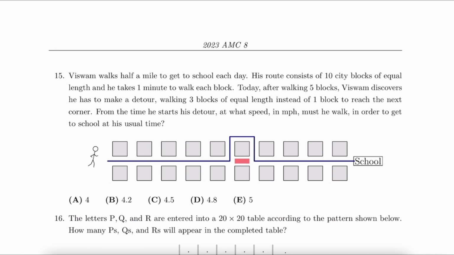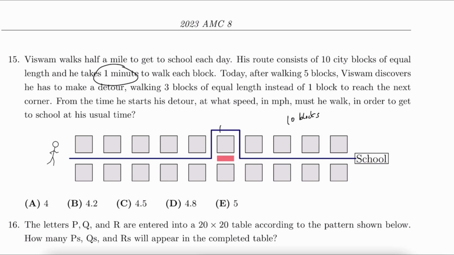So, it takes 1 minute to walk each block, and instead of 10 blocks, he now has to walk... So this block is equivalent to this. So the only extra ones are actually these two. So instead of 10 blocks, he has to walk 12 blocks now.